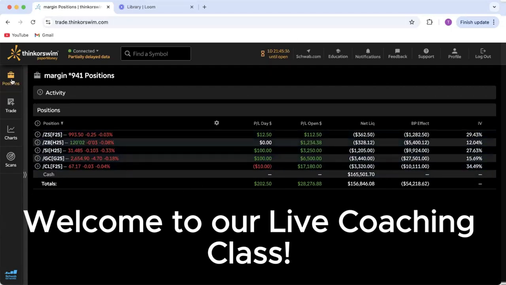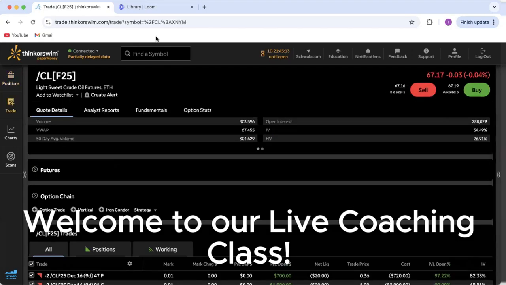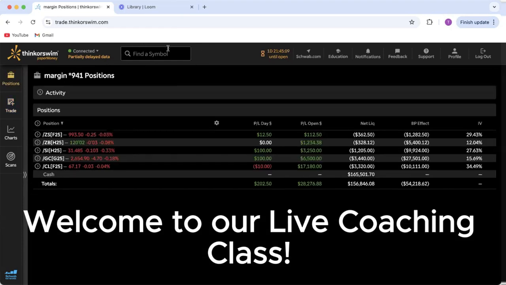So again, when you come in over here to the top left, it says positions, and this is just going to give you all the different markets that you're in. Okay, everybody good? All right. When you first open your account, you're not going to have any positions. You see this box at the top where it says find a symbol. That's where you would type a symbol like we have down here.